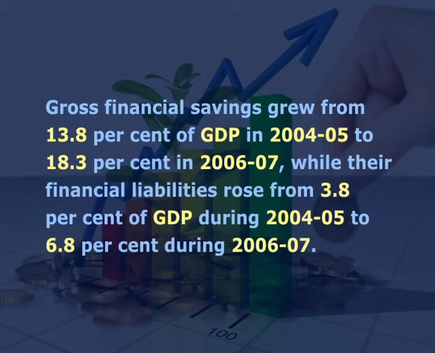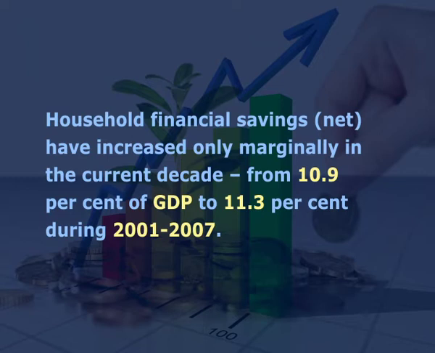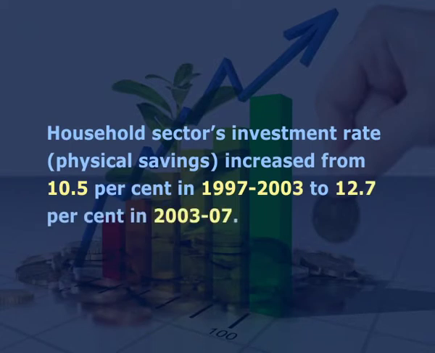Gross financial savings grew from 13.8% of GDP in 2004-2005 to 18.3% in 2006-2007, while their financial liabilities rose from 3.8% of GDP during 2004-2005 to 6.8% during 2006-2007. The ongoing financial deepening is facilitating larger access of bank credit for the households. As a result, household financial savings net have increased only marginally in current decade from 10.9% of GDP to 11.3% during 2001-2007. On the other hand, with increased availability of housing finance, household sector's investment rate, physical savings, increased from 10.5% in 1997-2003 to 12.7% in 2003 till 2007.